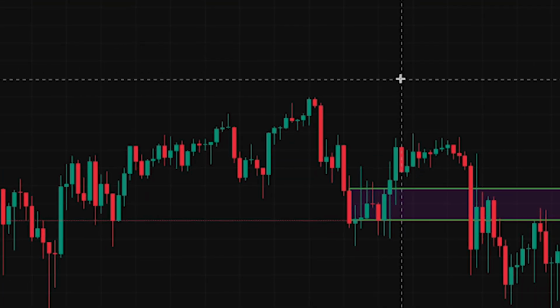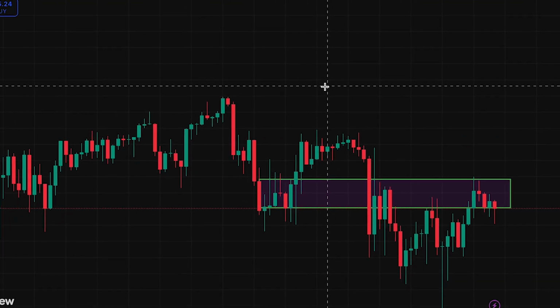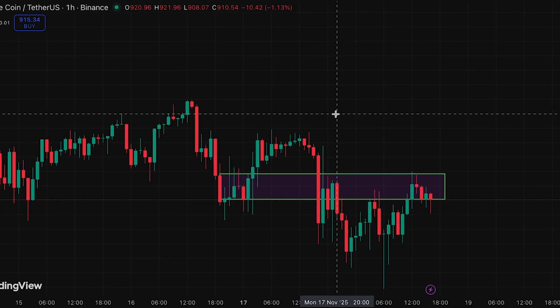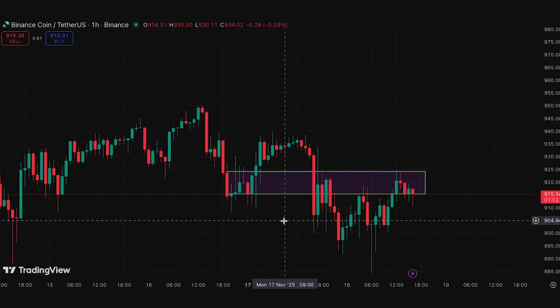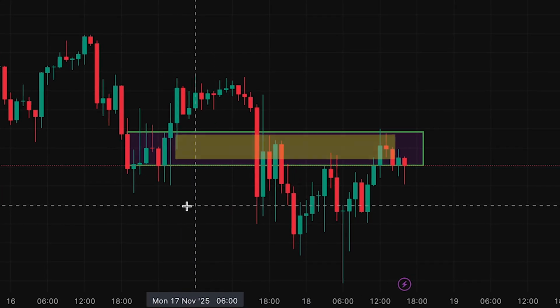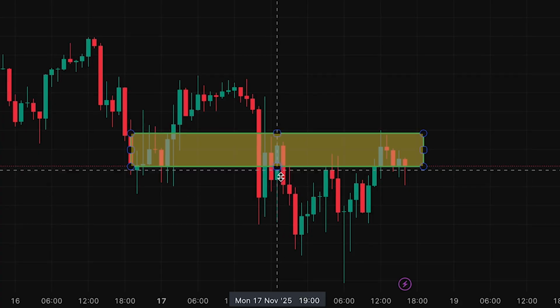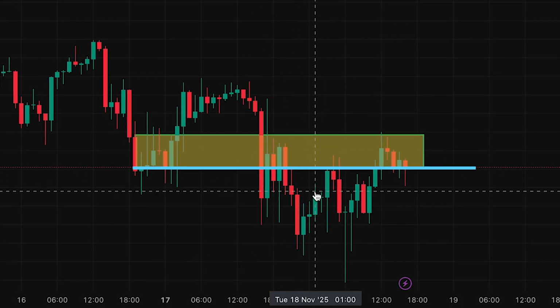And the final strategy today: breaker blocks, the power of a broken level. Remember how I said order blocks are one-time zones? Well, there's an exception. When the price breaks an order block, that same area can turn into a new resistance level. This scenario is called a breaker block.